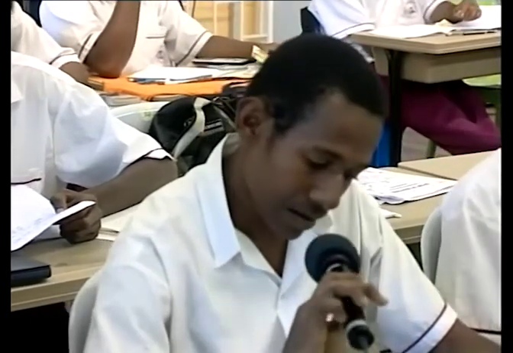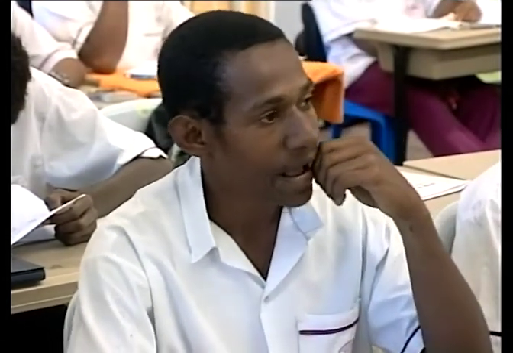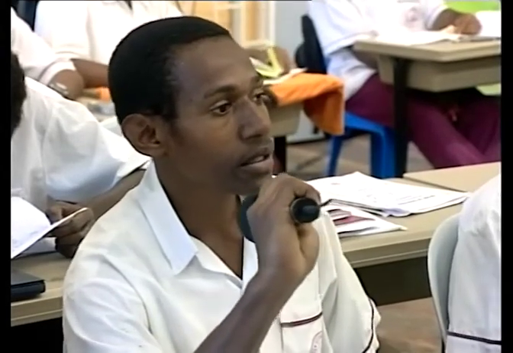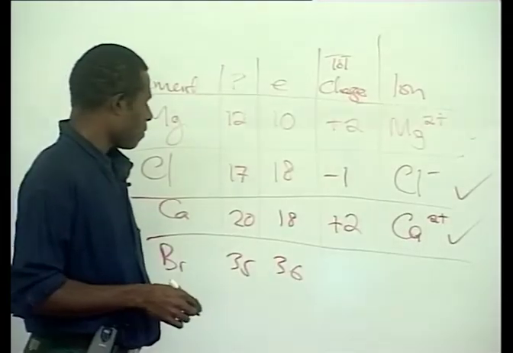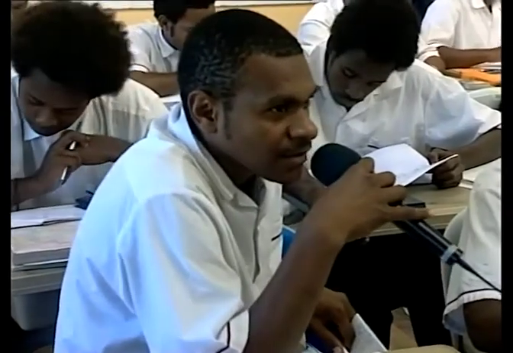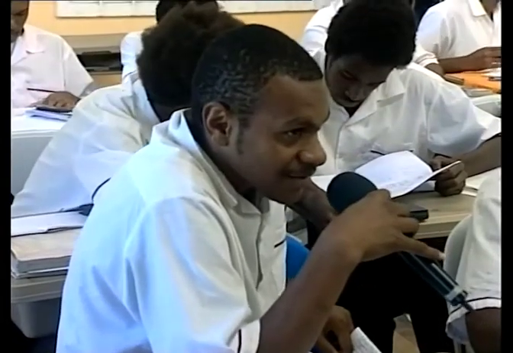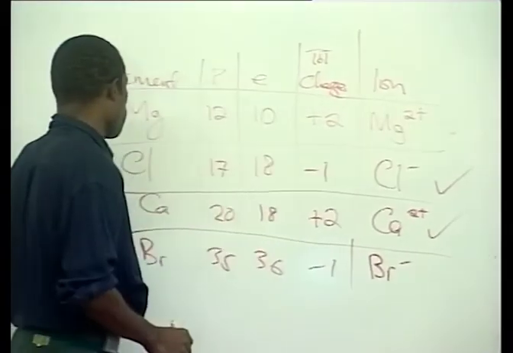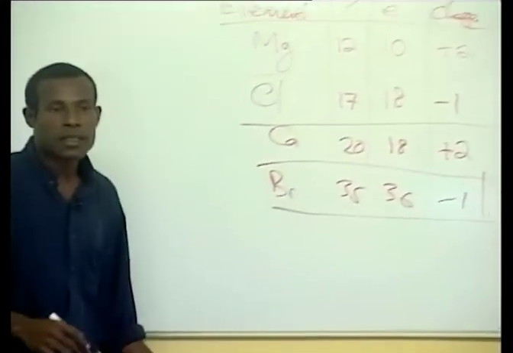bromine and potassium. What is the number of protons? The number of protons, 35. The number of electrons, 36. Charge, -1. Good. And the last one, Br 1 minus. Okay, you have Br minus, that is the ion. Okay, the last, we'll have the last for those.